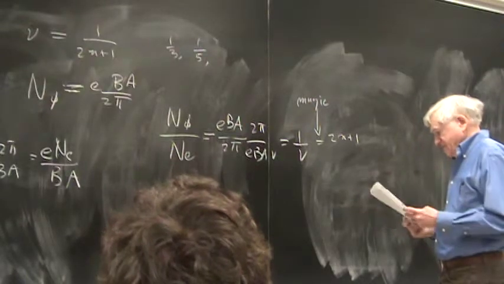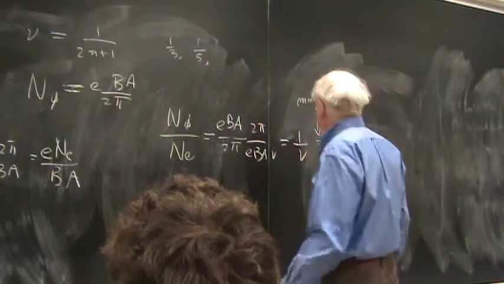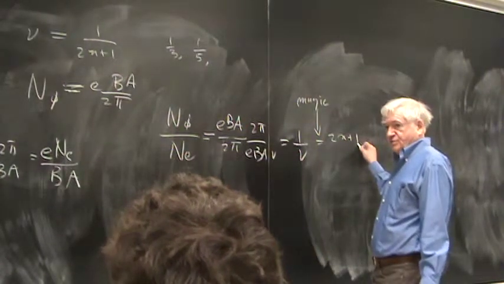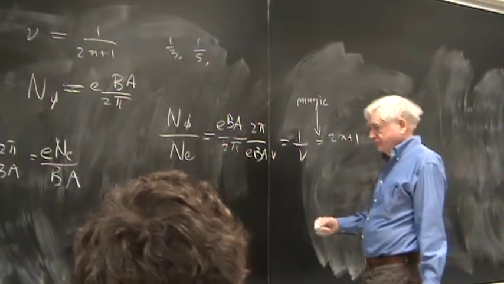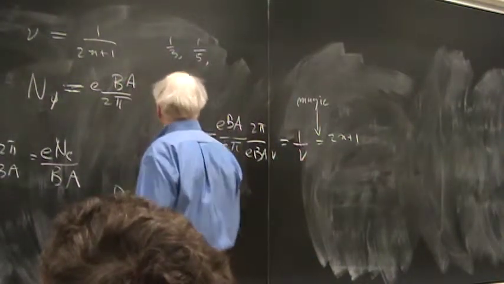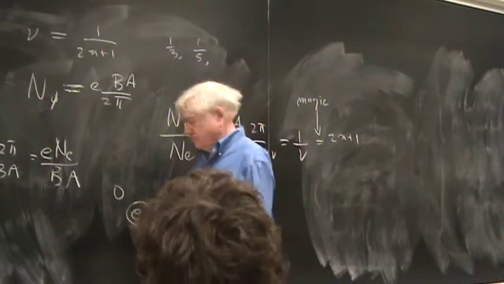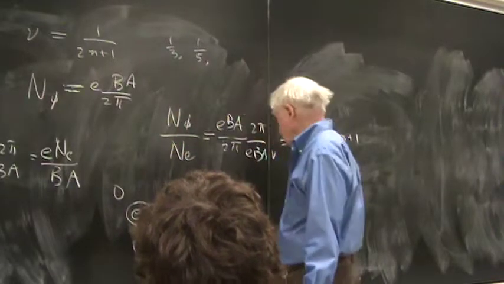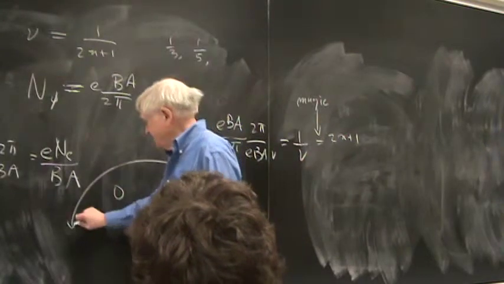All right, now why is that? Well, the idea here is that there seems to be basically an odd number of flux tubes or flux quanta associated with each electron. So if you have an electron here, let's suppose 1 over nu is 3, and we have 3 flux quanta here. And now we have an e minus over here, and we're going to move this e minus to here.